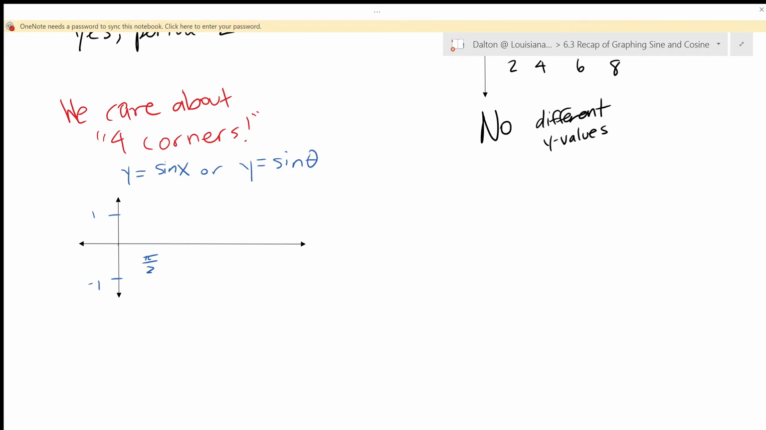Sorry, that was bothering me. There we go. The next one's going to be over to the left at pi. The next one's going to be, oh, I wonder if someone's at the door. 3 pi over 2, and then the last full revolution will be 2 pi.